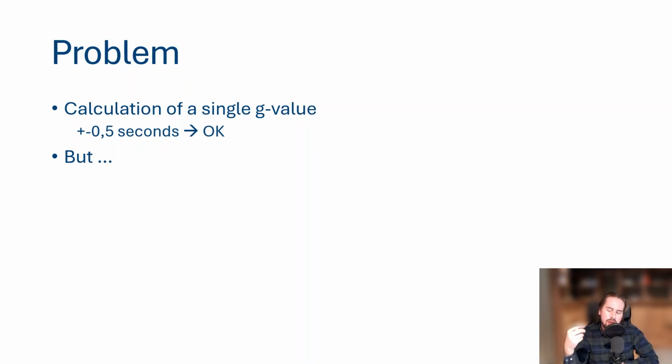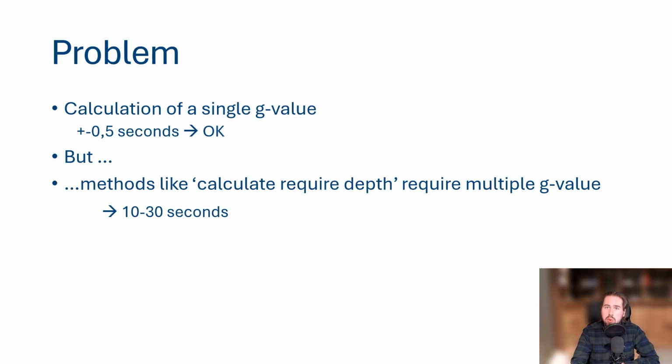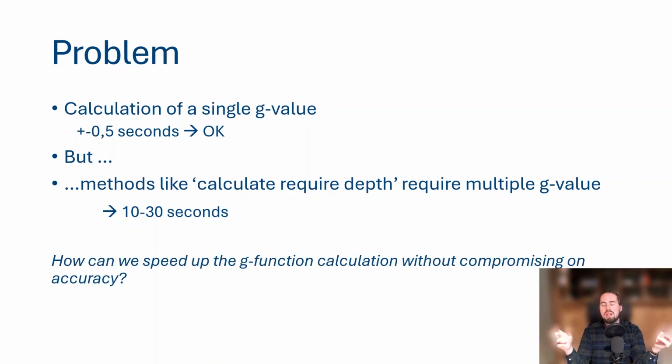But the thing is that with more and more complicated methods to come in the future, like for example now already is the case with our calculate required borehole depth method, we require multiple of these G values, sometimes 10 to 50 of them. And the problem is that our 0.5 seconds easily becomes 10 to 30 seconds and even longer. So we're facing a problem here when we are moving forward with GHEtool and more accurate and more detailed methods. Namely, how can we speed up this G function calculation without compromising on accuracy?